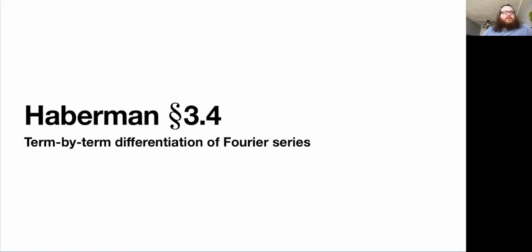Hello. So in this video, we're going to talk about Haberman's section 3.4, where the focus is on differentiating Fourier series. The main question is, if we have a Fourier series and we want to take the derivative of the function that gave us this Fourier series, are we allowed to just differentiate the terms of the series, term by term, and then end up with the Fourier series for the derivative of the function? I'll make that precise in a little bit, but that's the focus for this section.